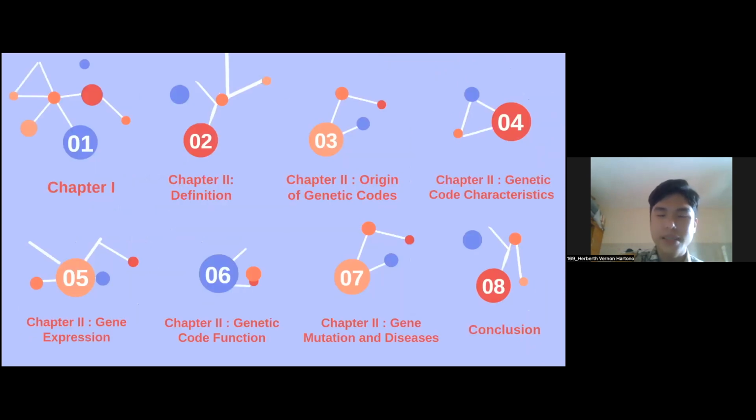Here is our table of contents. We'll be covering a few chapters here. In chapter 1 and chapter 2, we'll be covering the definitions, origin of genetic codes, genetic code characteristics, gene expression, the function of genetic codes, the mutation and disease, and we will end the presentation with conclusions of our own. Next.